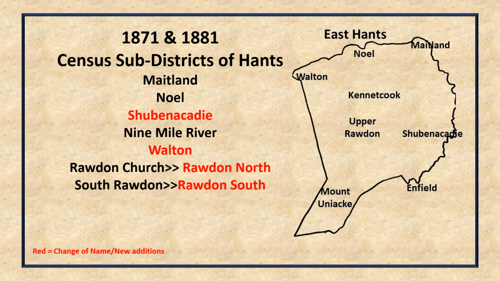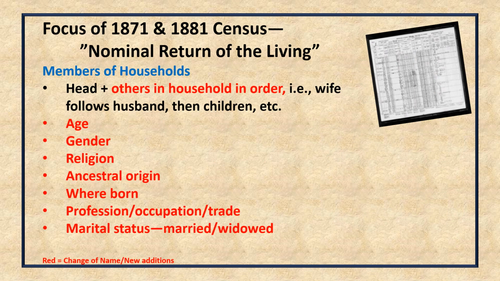The first two census returns post-Confederation, 1871 and 1881, mark a change from the 1861 form with additions to the categories. The census forms for these 2 decades, Nominal Return of the Living, do not focus on industry either, but the topics around household residents are expanded. The sub-districts are the same, except Rawdon Church becomes Rawdon North, South Rawdon is renamed Rawdon South, and Walton and Shubenacadie are added to the list.